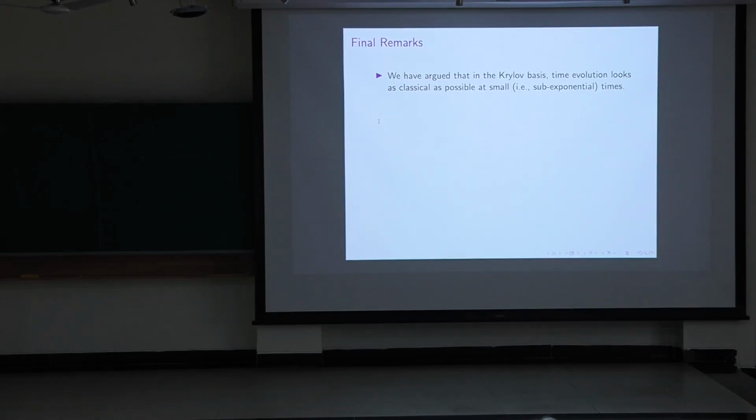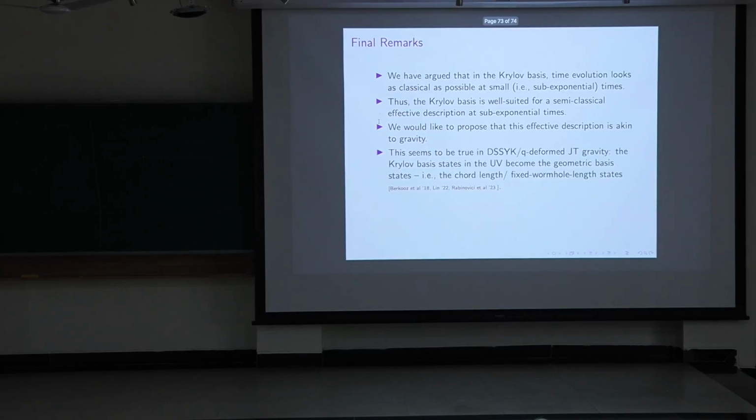Okay, very good. So let me conclude. I think I've run out of time. We've argued that in the Krylov basis, time evolution looks as classical as possible, or as semi-classical as possible, at sub-exponential times. The Krylov basis is therefore well suited for a semi-classical effective description at such times. And it is tempting to propose that this effective description is akin to gravity, or more specifically, gravity around a particular background.